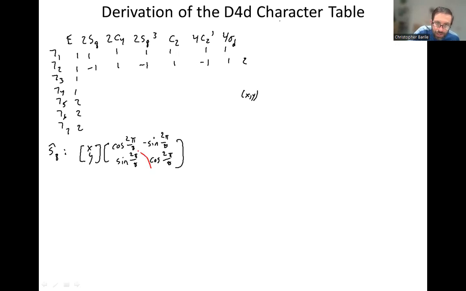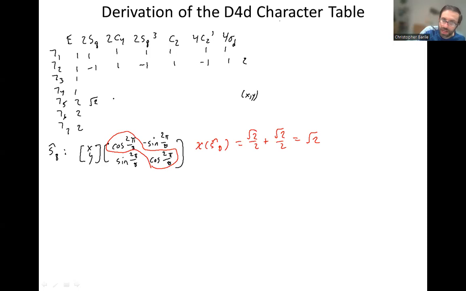So anyway, we take the trace of this matrix, right? And so chi of S8 is, we just discussed that cosine 2 pi over 8, or cosine 2 pi over 4, equals root 2 over 2. It's going to be root 2 over 2 plus root 2 over 2, which actually just equals root 2. And so quite amazingly, the character under the S8 class is actually root 2.